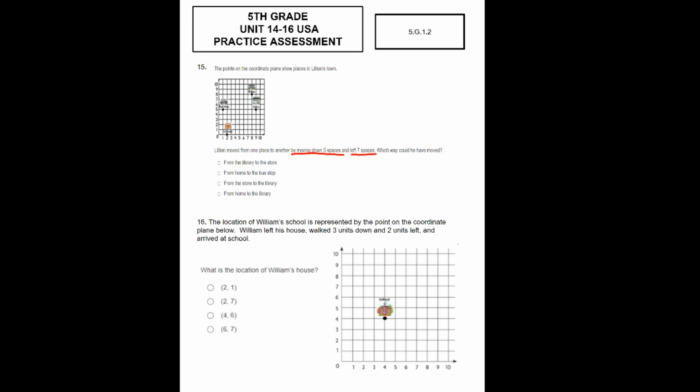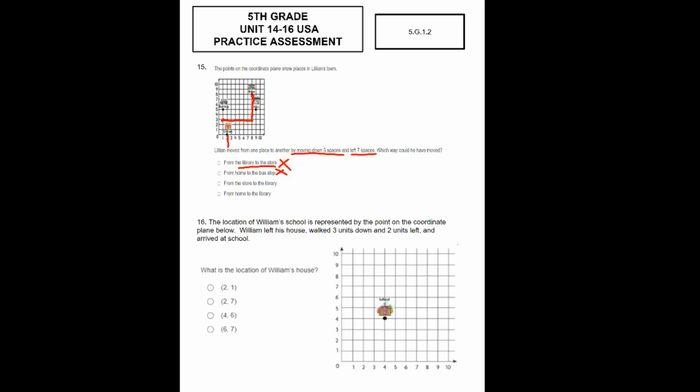So if we're going down 5 spaces and left 7 spaces, I need to start at each one, or we can even go through the options. If we start from the library to the store, let's see. From the library, if I go down 5 spaces, I'm off the map, so I know that won't work. From home to the bus stop, let's see. 1, 2, 3, 4, 5, and then left 7. 1, 2, 3, 4, 5, 6, 7. That brings me right here. I don't believe that's correct. That doesn't take me to the bus stop.